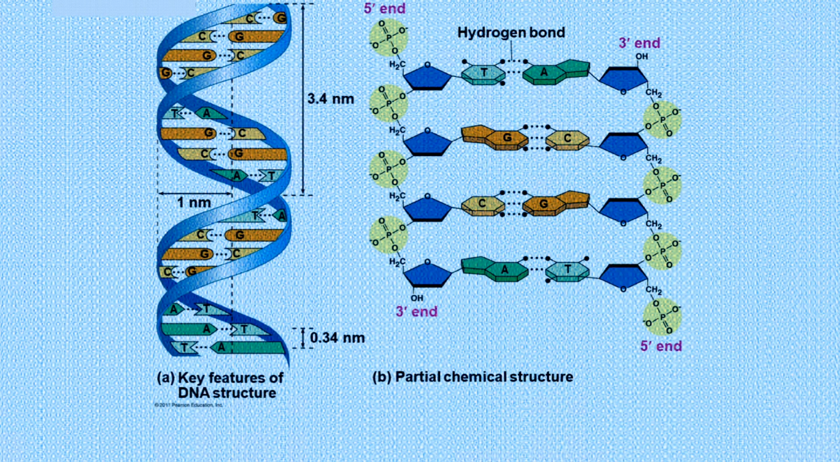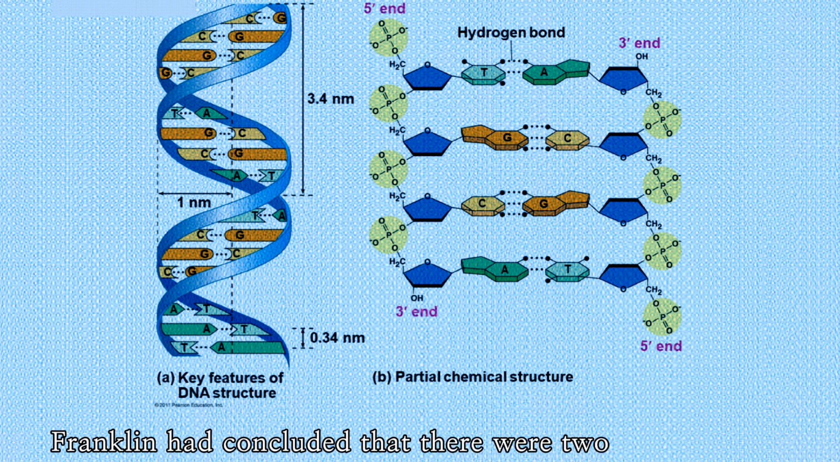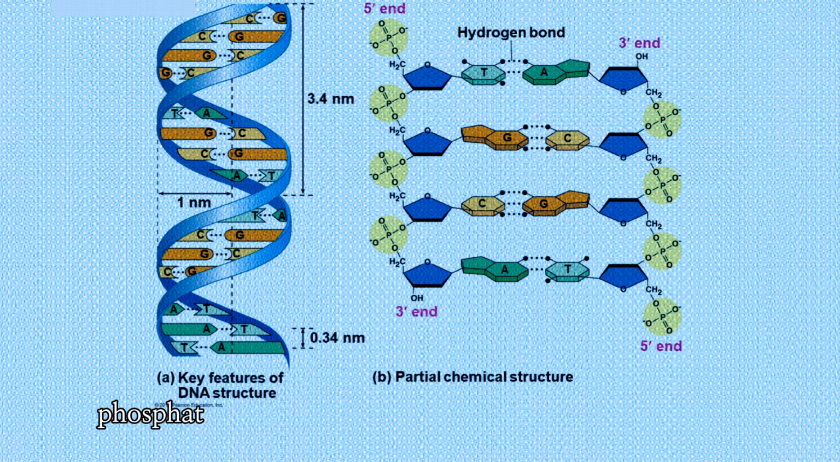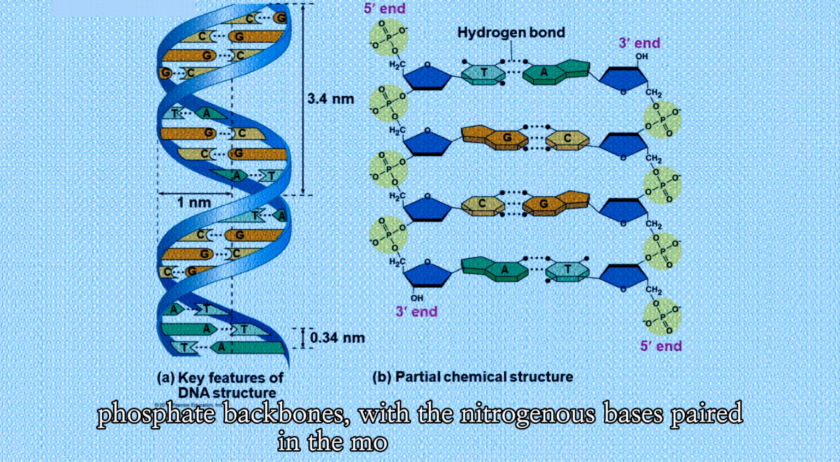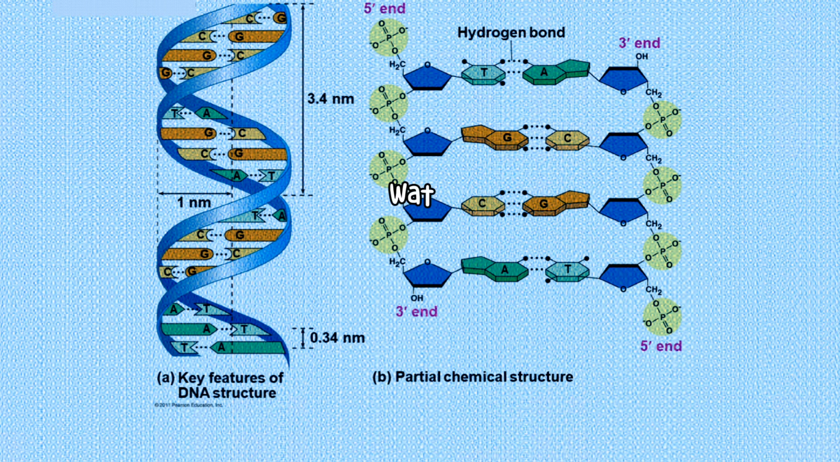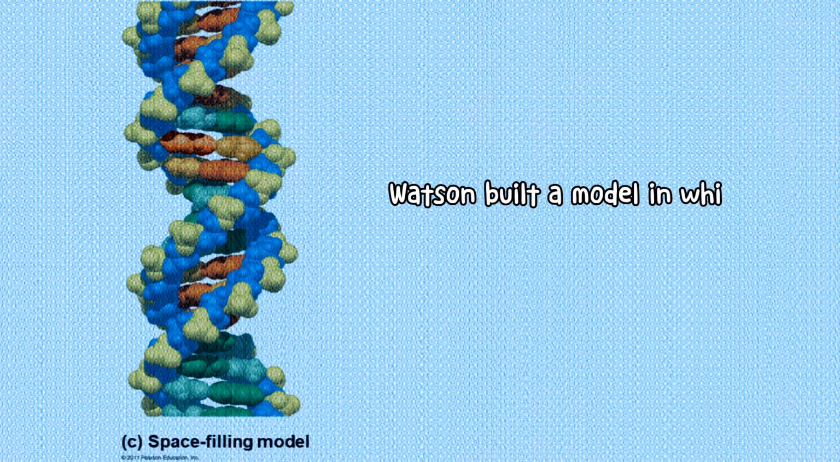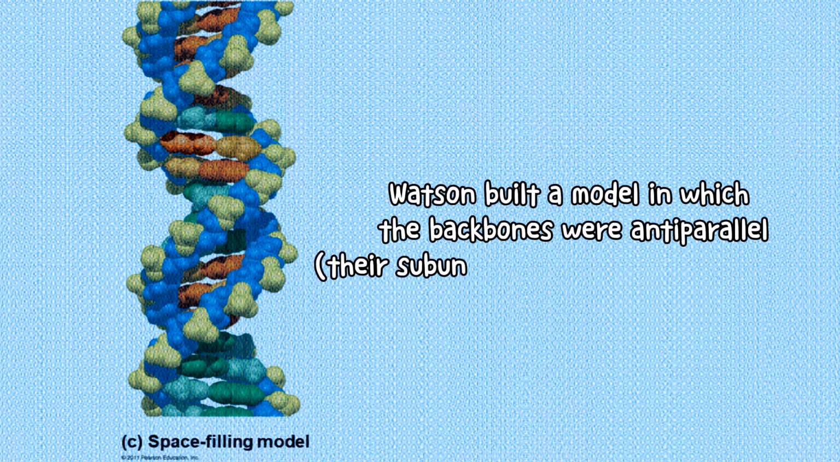Watson and Crick built models of a double helix to conform to the X-rays and chemistry of DNA. Franklin had concluded that there were two outer sugar-phosphate backbones, with the nitrogenous bases paired in the molecule's interior. Watson built a model in which the backbones were antiparallel. Their subunits run in opposite directions.